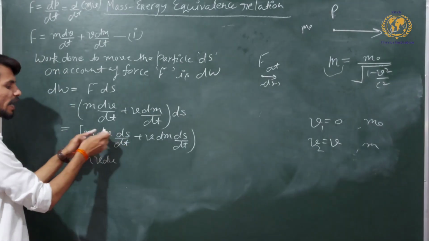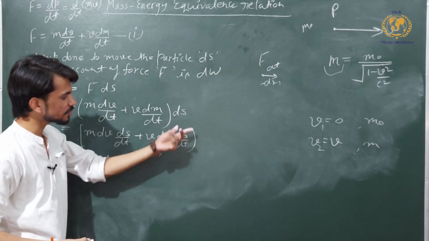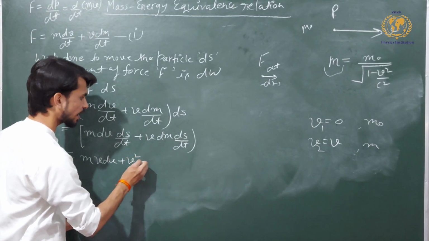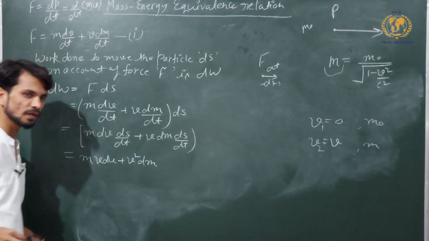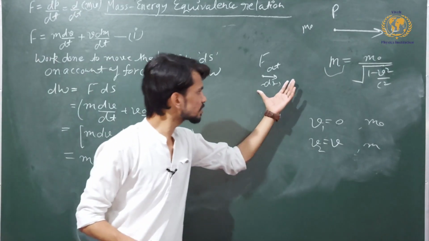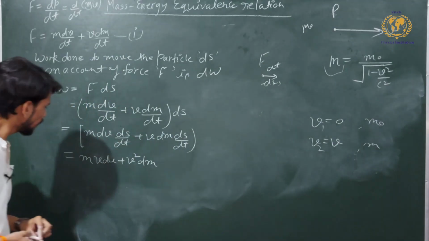So this is v dv, plus v dm, again ds over dt gives me v, and v multiplied by v will give me v square, and this is dm. This is going to equal the work done by us by an external force on the particle P.